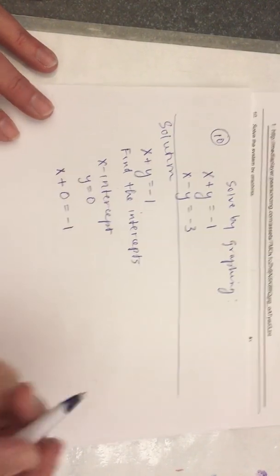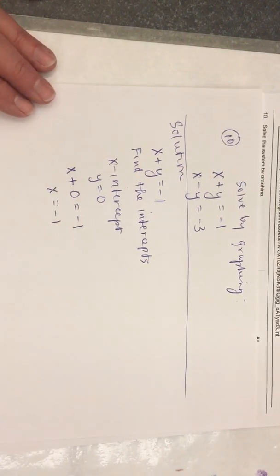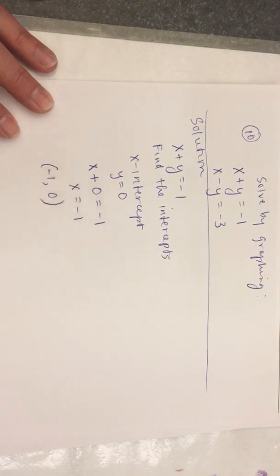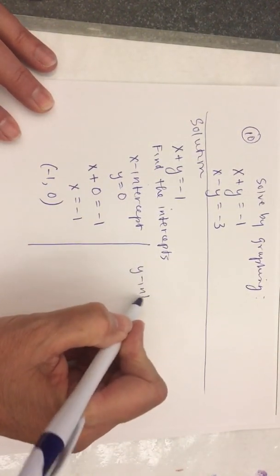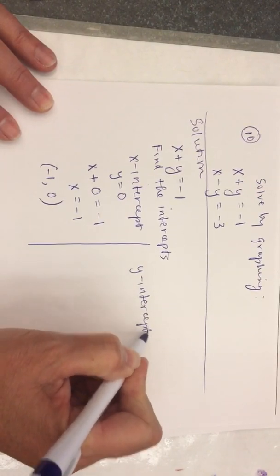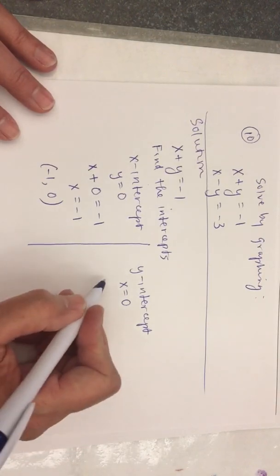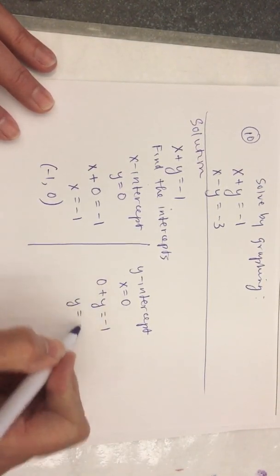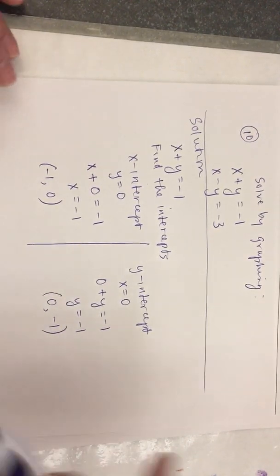x plus 0 equals -1. x plus 0 is x. x equals -1. So the x-intercept is -1 comma 0. The y-intercept, x equals 0. Write that on your paper. 0 plus y equals -1. So y equals -1 is 0 comma -1.